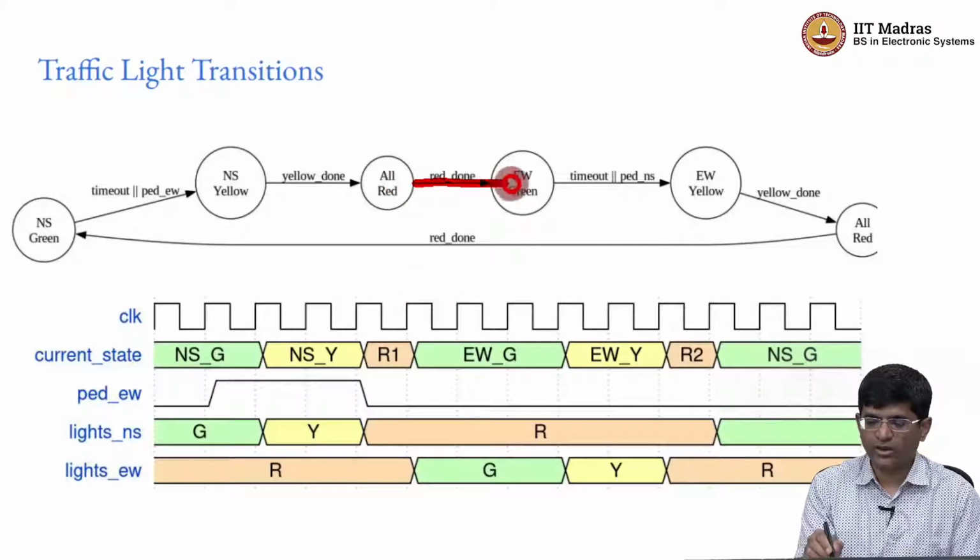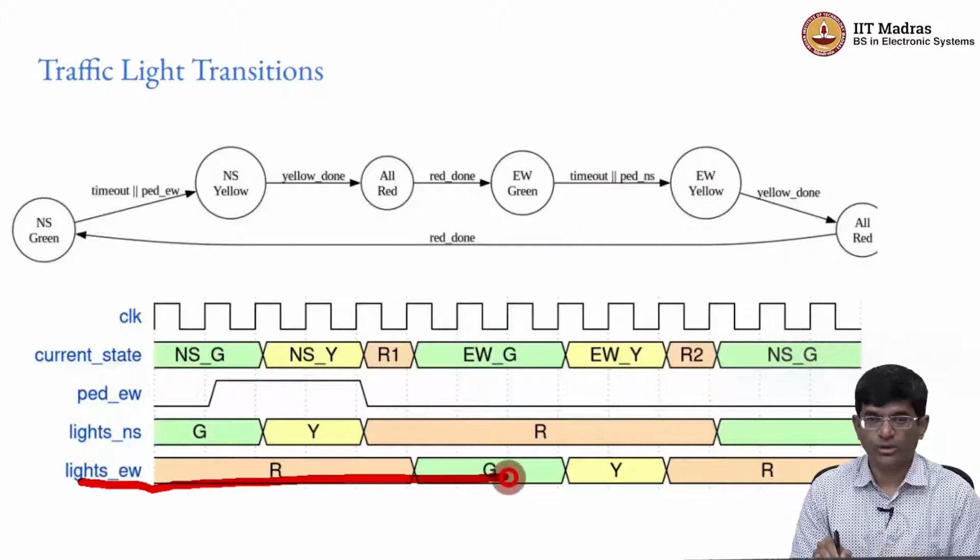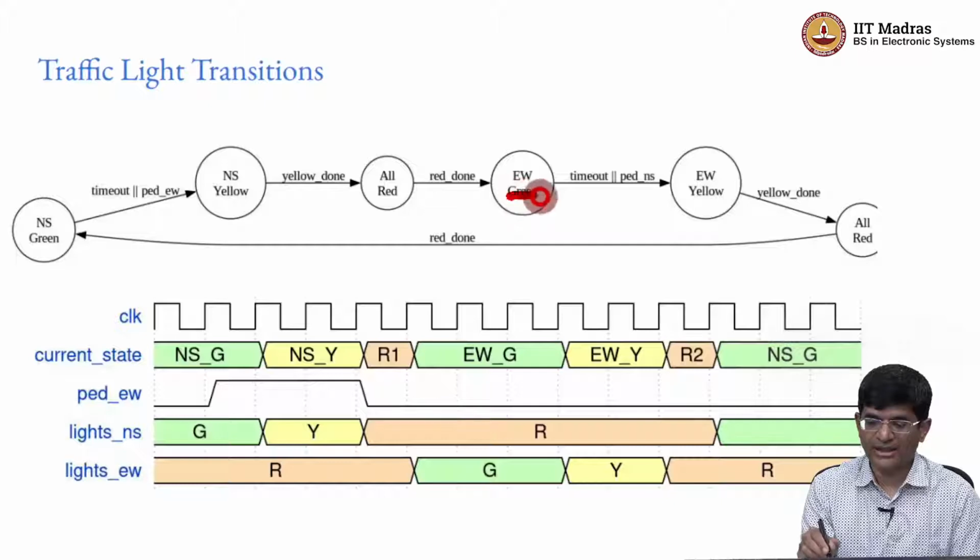After all red, I wait for red done, I go to east-west green. This also allows my lights east-west to become green. I have not indicated the outputs over here, but that can be seen in this part of the diagram. The east-west waits for a certain timeout, or if there is a pedestrian trying to cross from north to south or south to north, right. In either of those cases it goes into the east-west yellow, waits for yellow done, goes to an all red.